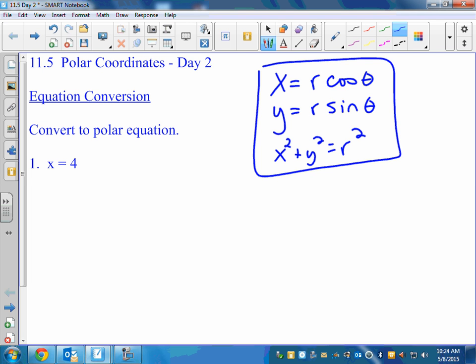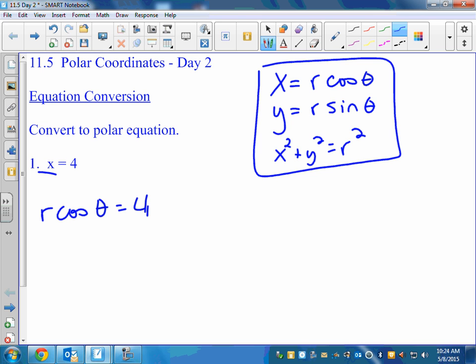So if it says convert to a polar equation, that means all the x's and y's have to change to r's and thetas. That's how you know when you're done. So we're going to start with something not so bad. If x equals 4, can we replace x with something that has r's and thetas in it? Yes, because we know x equals r cosine theta. So we could say this is the same as saying r cosine theta equals 4.